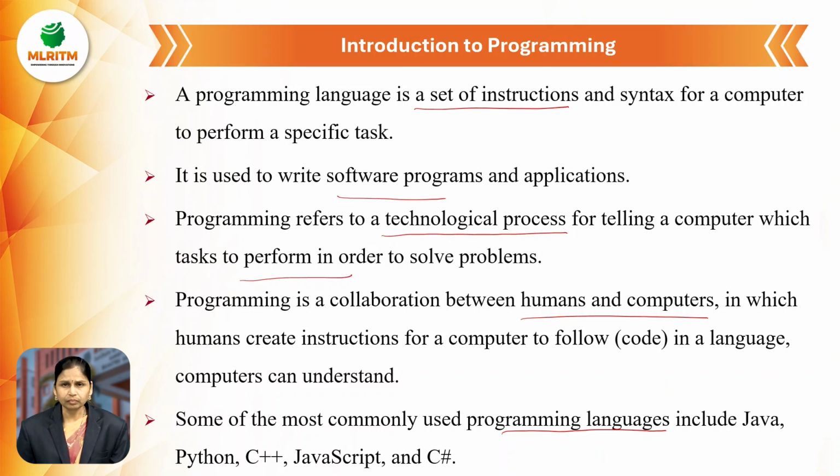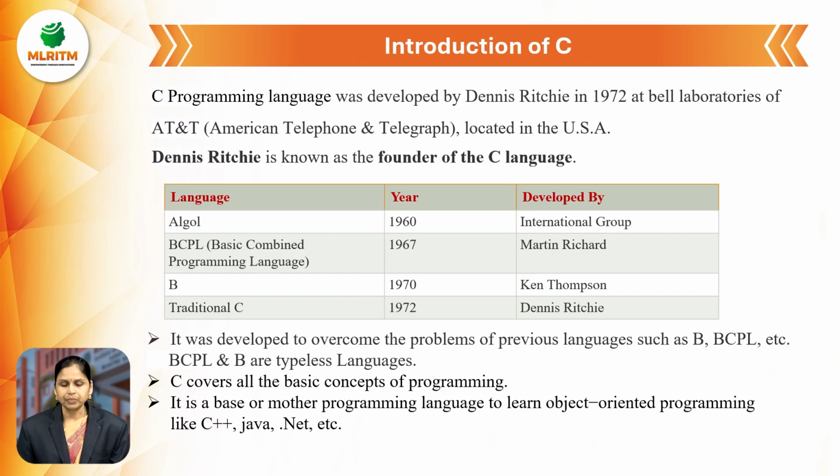Before going to the elements of C, first we have to know the introduction of C programming. Now, C programming was developed by Dennis Ritchie in 1972 at Bell Laboratories of AT&T. Here AT&T is nothing but American Telephone and Telegraph. It is located in the USA. First of all, the C language was developed by Dennis Ritchie in 1972. Before that also a number of languages were developed, but they did not satisfy all programming concepts. This is the history of C programming.